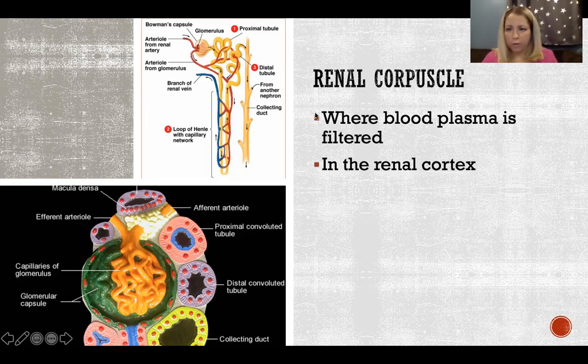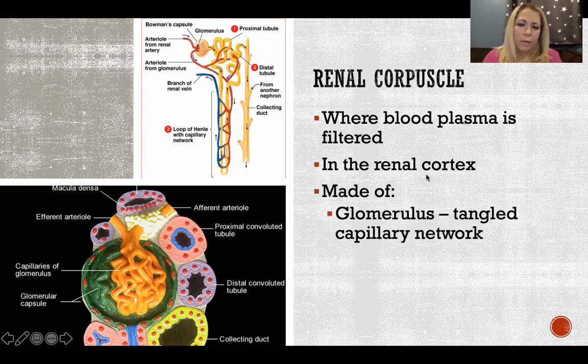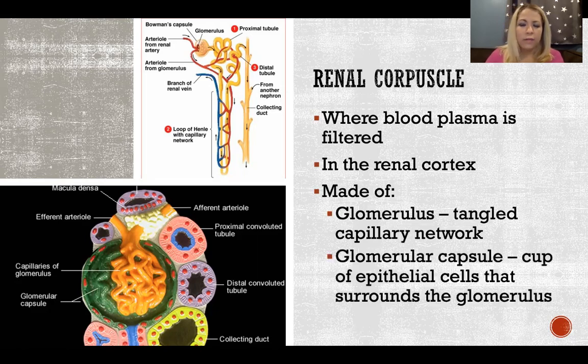It's in the renal cortex, so it's in the superficial portion of the kidneys, and it's made up of the glomerulus, that's the tangled capillary network inside there, and it's inside the glomerular capsule. That's the part that's surrounding the glomerulus. It's made up of epithelial cells that form sort of a cup to surround the glomerulus. So that's where the blood is going in through those blood vessels, and some of the fluid from the blood is leaving those blood vessels and being collected in that glomerular capsule.